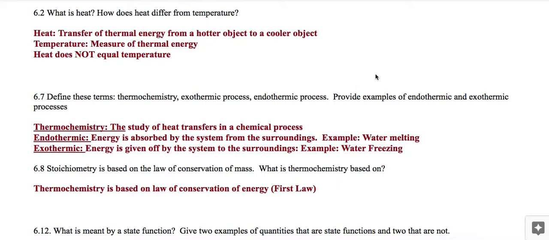Heat and temperature, we spent a lot of time working on in class, and if you're still not sure about how that works, I do highly recommend that you do a YouTube search for heat versus temperature.